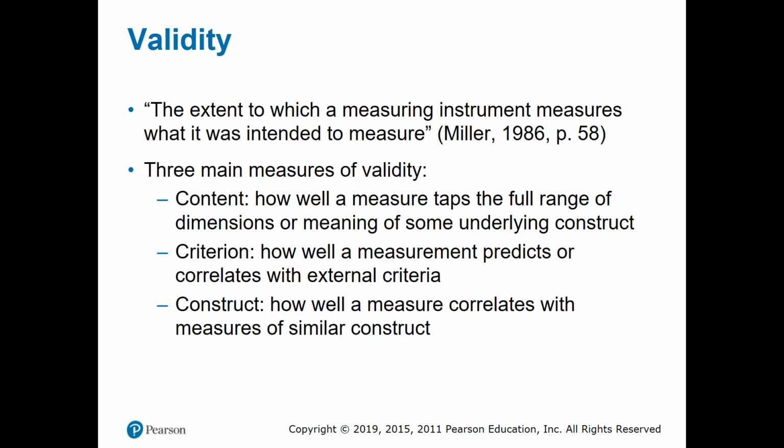Validity is the extent to which a measuring instrument measures what it's intended to measure. There are three main measures of validity: content, and this looks at how well a measure taps the full range of dimensions or meaning of some underlying construct; criterion, which is how well a measurement predicts or correlates with external criteria; and then construct, this is how well a measure correlates with measures of a similar construct.